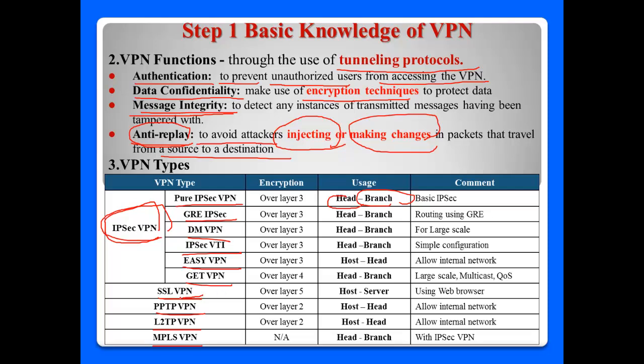OpenVPN normally belongs to SSL VPN. So this can be implemented over layer 5. And this normally can be used between host and server. And for the connection, normally you can use a web browser.